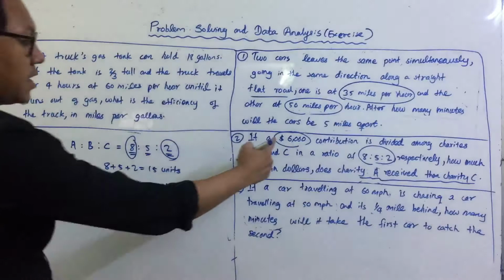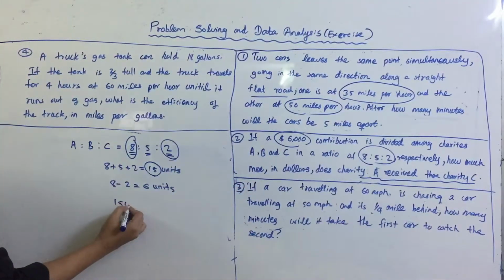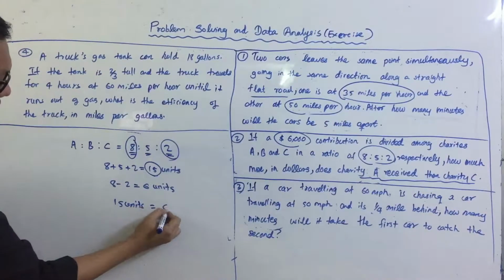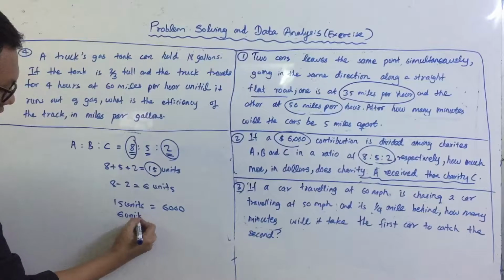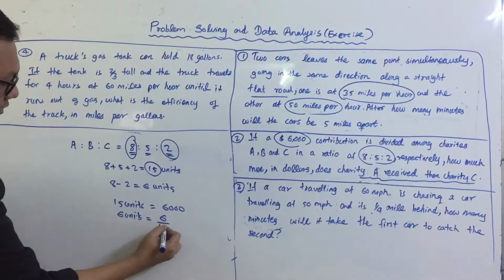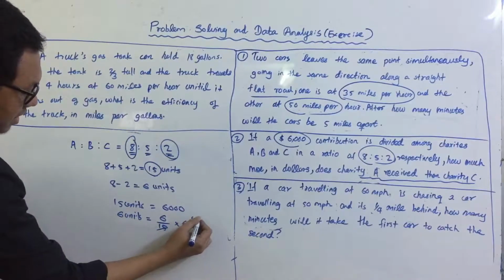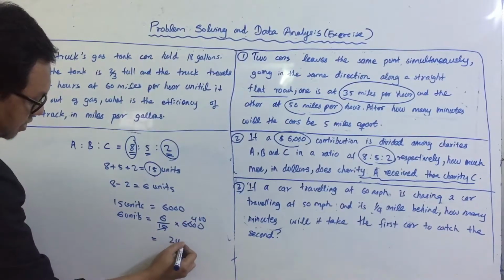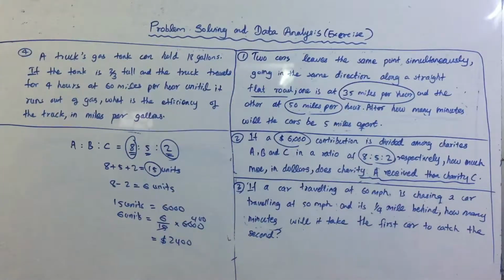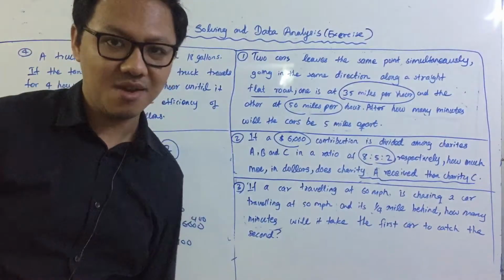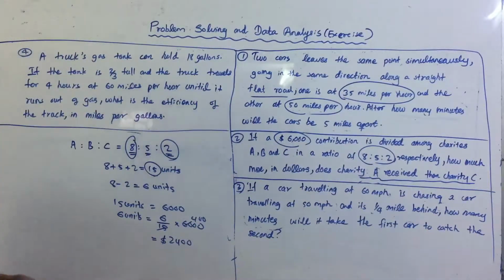So total money is 6,000, which means altogether 15 units. 15 units is the same as 6,000, and 6 units equal to 6 over 15 times 6,000. So you are gonna get 2,400 more that charity A received than charity C. Okay, so this is number 2. I'm gonna explain number 3.